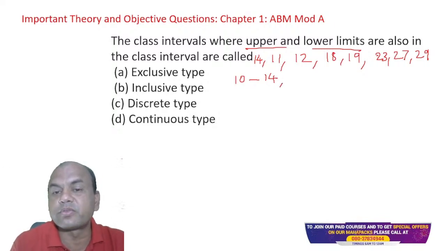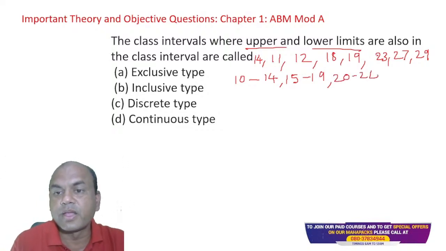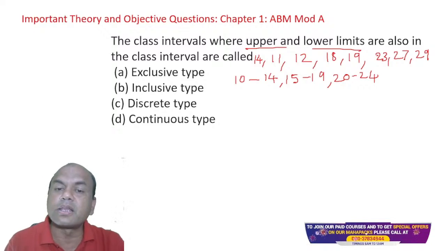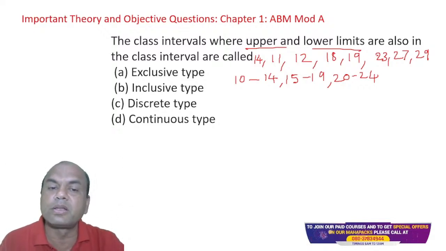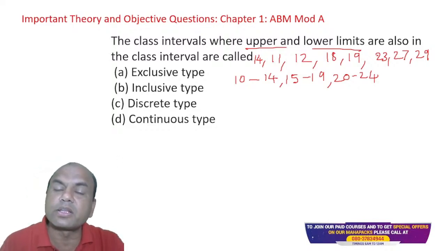Then the next one is 15 to 19. Both are included. 15 to 19. The next one is 20 to 24. Now this class where both are included, upper limit also and lower limit also, this class is known as what? This is your question. Now we'll say if this is included, what is the other one?